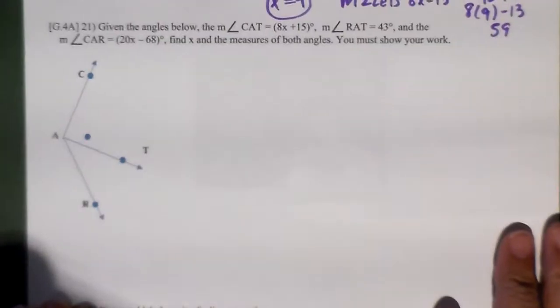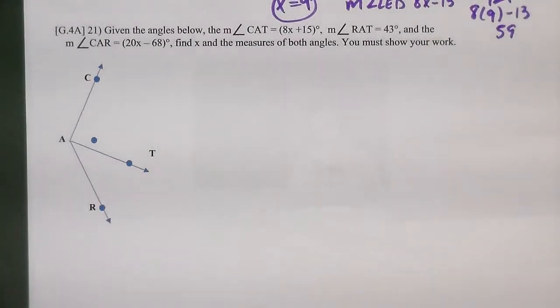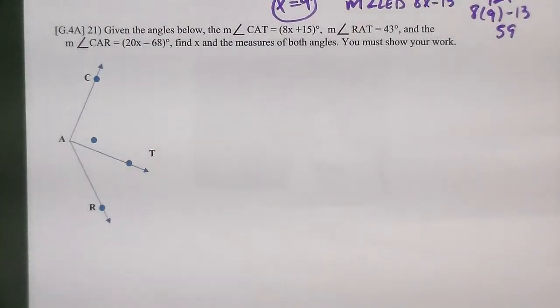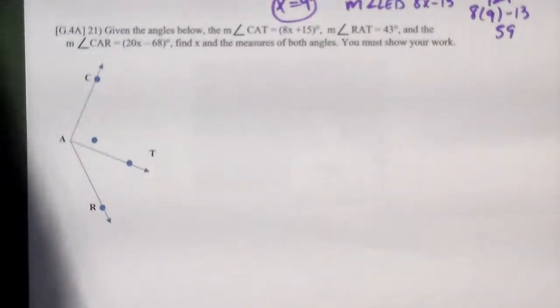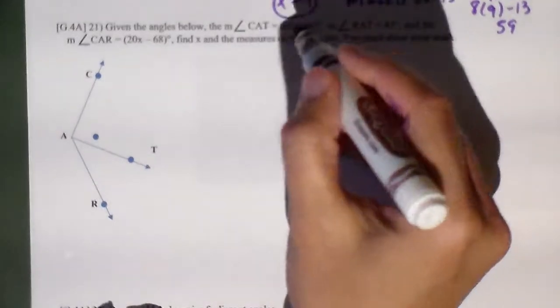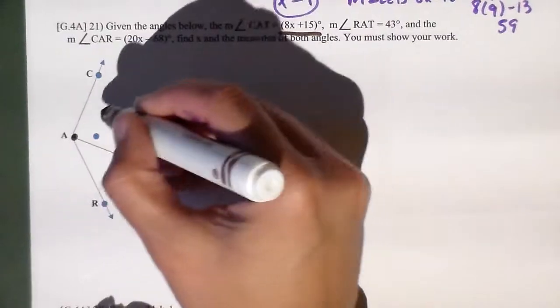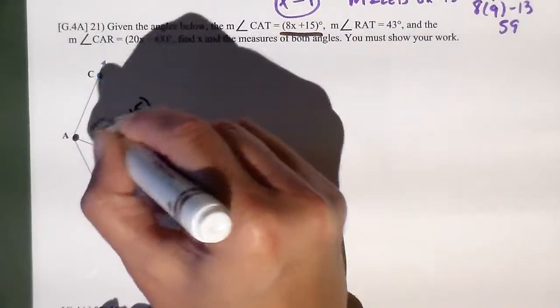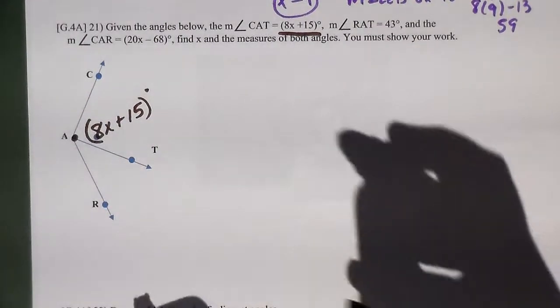Now let's move on down to the angle addition postulate. Remember, the angle addition postulate says two smaller angles that are adjacent will add up to the larger angle. So let's go ahead and label what we have. Sorry, I've got some scratchies going on here. Okay, so CAT is 8x plus 15. So the first thing I should do is come in here and label this 8x plus 15. That's CAT, 8x plus 15 degrees, okay?